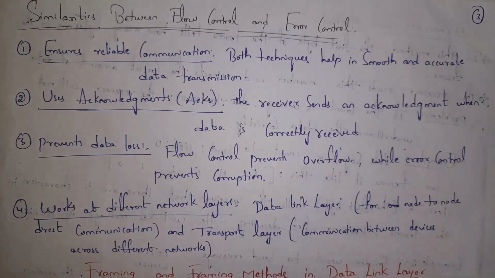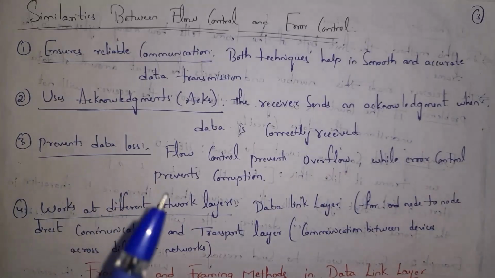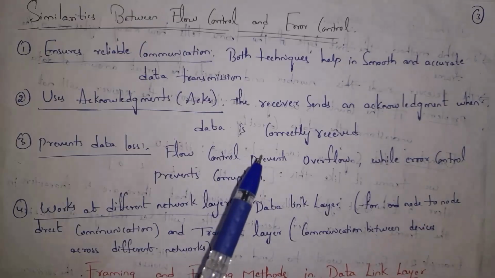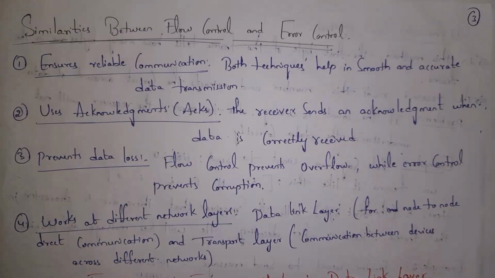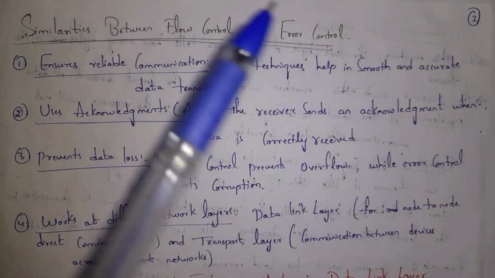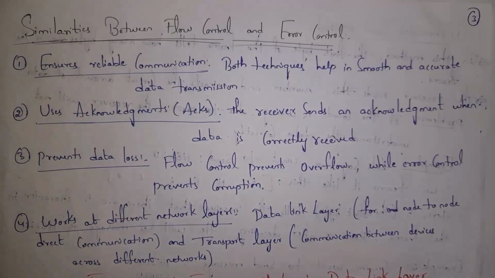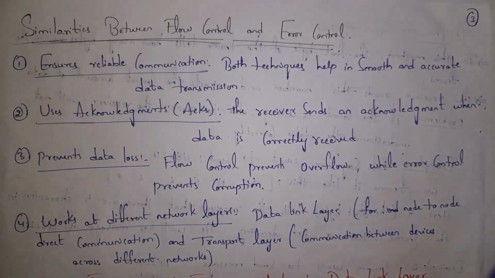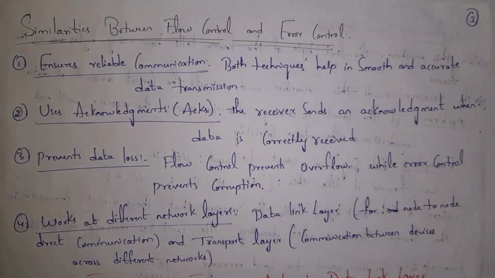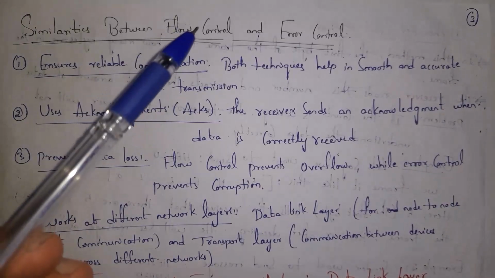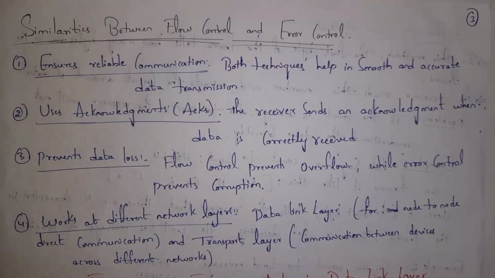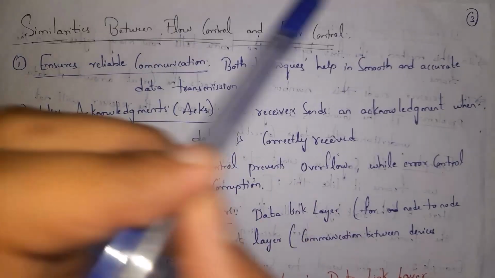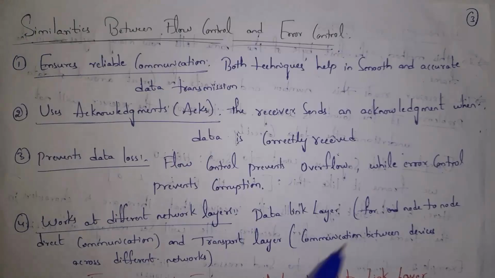And third one is prevent data loss. Guys, if sender sends data too fast, then receiver cannot handle the data, so there will be overflow of the data. So flow control will prevent overflow. And whereas by using error control, data can be successfully transferred to receiver without any loss or corruption. We will use flow control and error control in data link layer as well as in transport layer of the OSI model. These are similarities between flow control and error control.